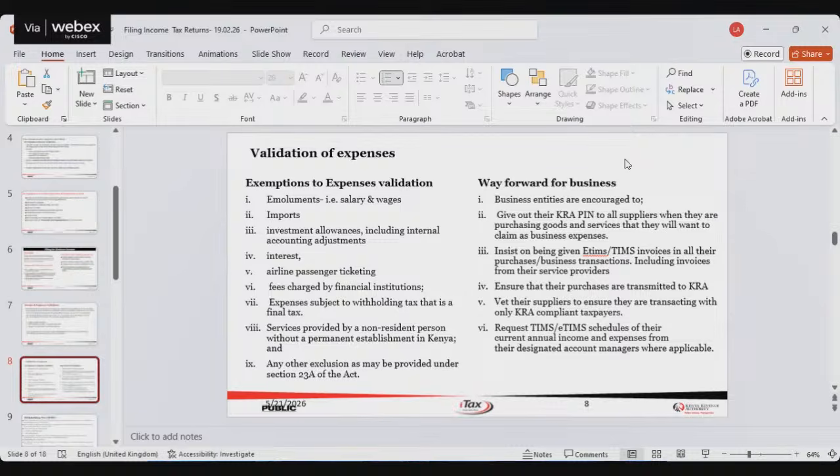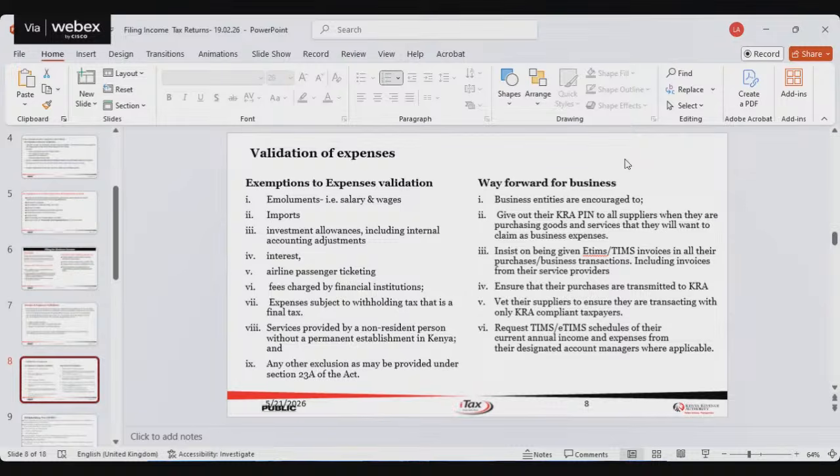Then the other one will be bank charges, because we know for you to get an income, most probably the income will come through the bank. So whatever income you are receiving, there will be certain bank charges that will apply to your organization, and that expense called bank charges will not be subjected to verification.